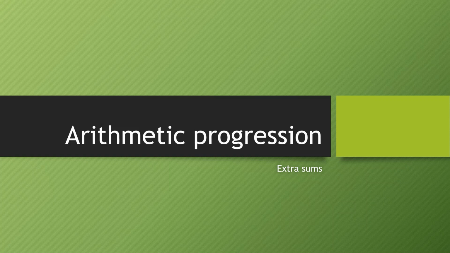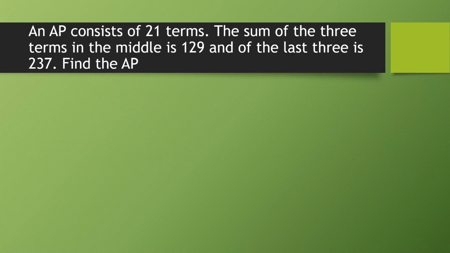Okay, let's see. An AP consists of 21 terms. So in all there are how many terms? 21 terms. The sum of the three terms in the middle. First I need to find which are the three middle numbers. So if there are 21 terms, the middle number will be the 11th one, correct? So the 11th one, the one before it is the 10th term, and the one to the right of the 11th is the 12th term. So these three will be the middlemost terms of the series. Their addition is 129. The sum of the last three is 237.